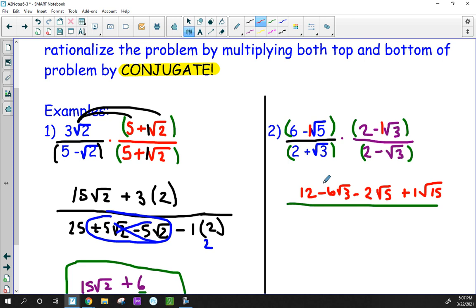Let's go to the denominator next. First is 4. Outside is 2 times negative 1 radical 3, which is negative 2 radical 3. Inside is 2 times radical 3, so it's a positive version of that. And last is positive 1 times negative 1, which is negative 1. Radical 3 times itself, which is radical 9.